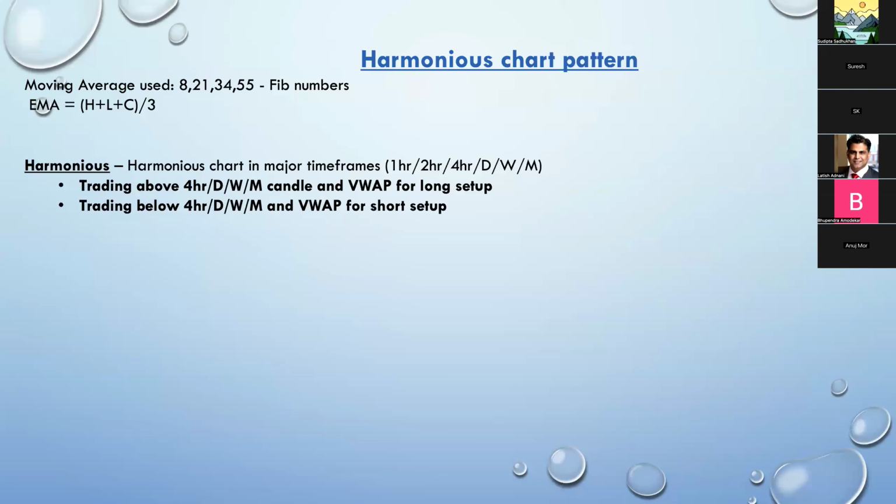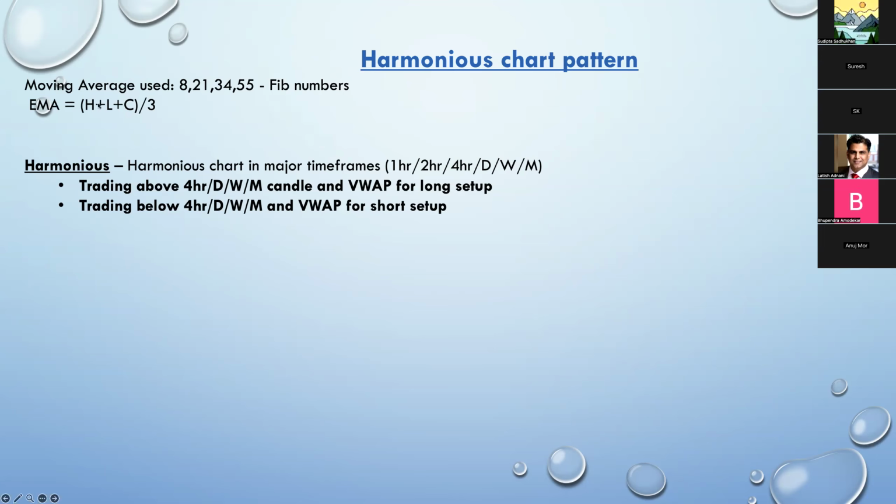Most of the charting, like moving averages, I'm using these EMA 8, 21, 34, 55. These are all Fib numbers. Okay. And there are multiple ways to calculate the moving averages. You can use high plus close divided by 2, high plus low plus close divided by 3, or there are multiple ways. Any platform will have multiple options to calculate. What I refer to is high plus low plus close divided by 3.